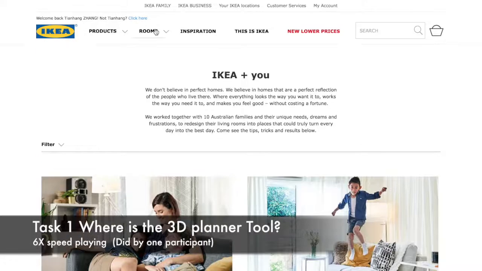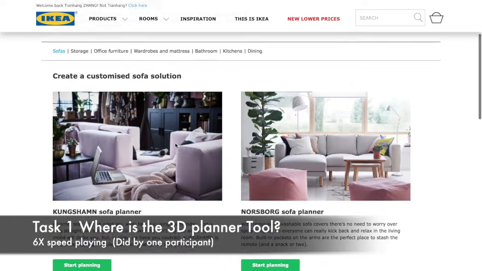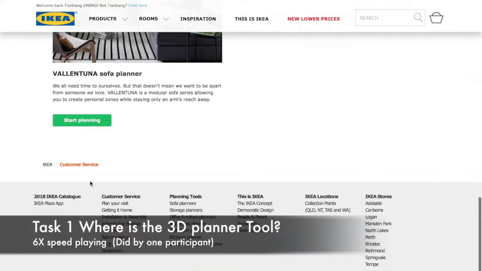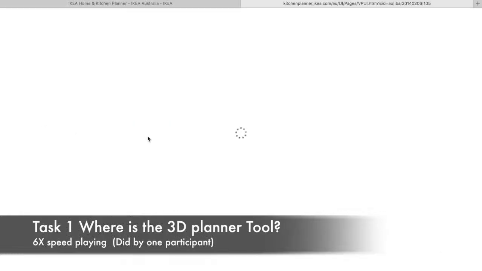Task 1. Where is the 3D planner? Here shows one participant operation of looking for the 3D planner. Firstly, he just goes through the web page to look for it, then he used the search bar to find it.